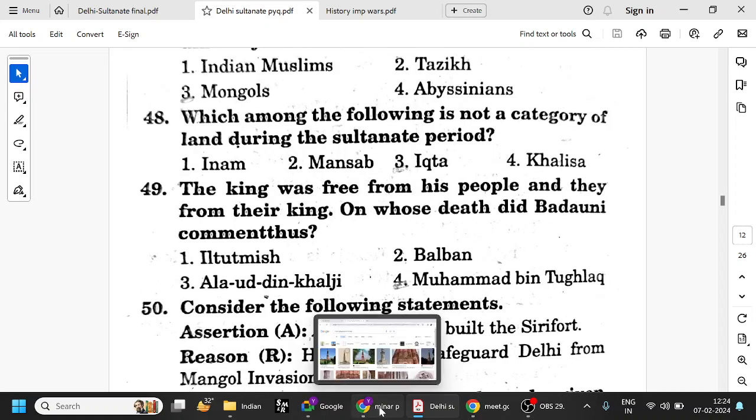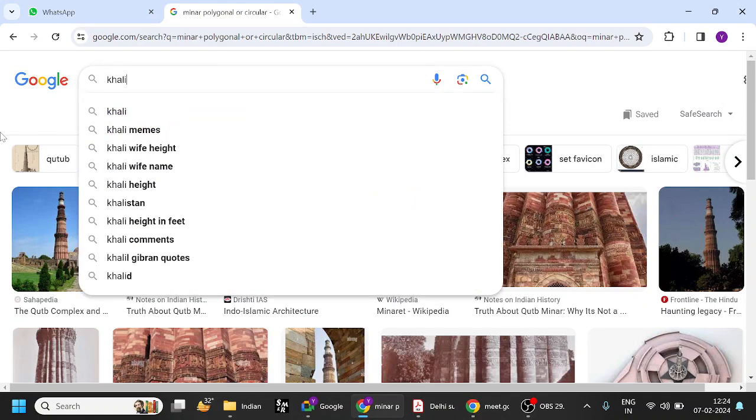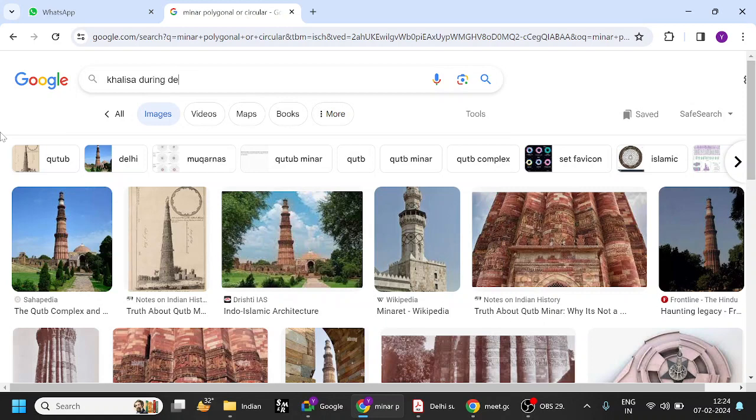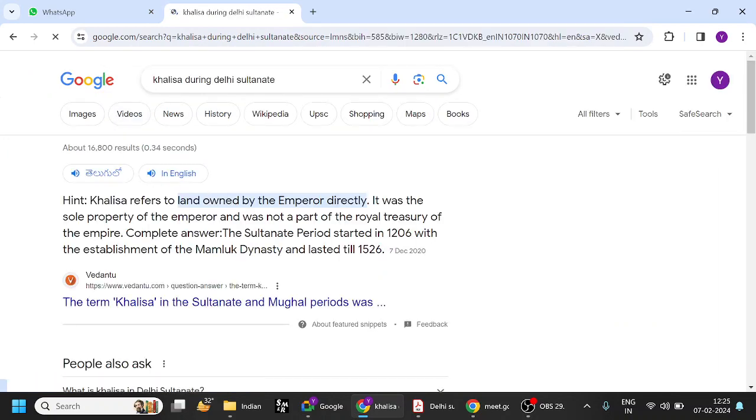Khalisa is also there, let us check some of these words. Khalisa during the Delhi Sultanate. Khalisa refers to land owned by the emperor directly. Remember this. It was the sole property of the emperor and not part of the royal treasury. So it is the exclusive land owned by the emperor, Khalisa.